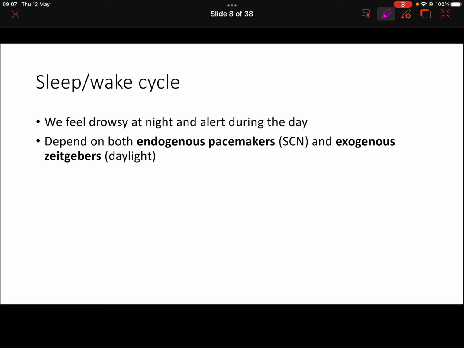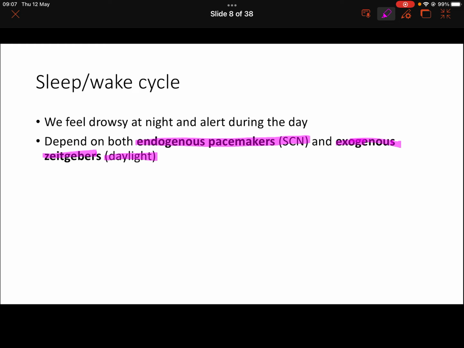We feel drowsy at night and we feel awake during the day. And that's really no coincidence. But why is it not the other way around? Why is it that we feel drowsy when it's dark and awake when it's light? The sleep-wake cycle really shows the importance of daylight, this key exogenous zeitgeber, in training our biological rhythm, our circadian rhythm, our sleep-wake cycle. But our sleep-wake cycle is also heavily influenced by our internal biological clock, our suprachiasmatic nucleus.